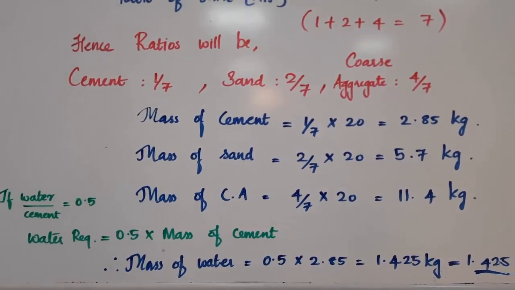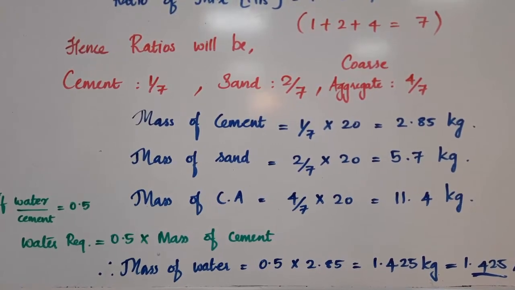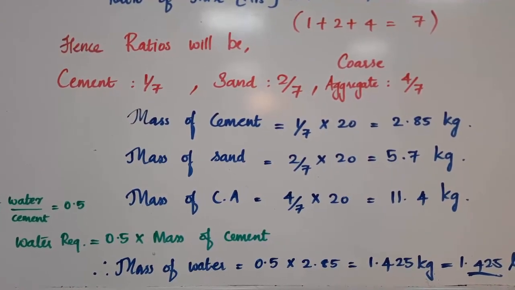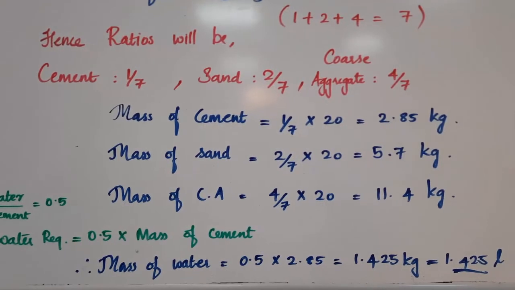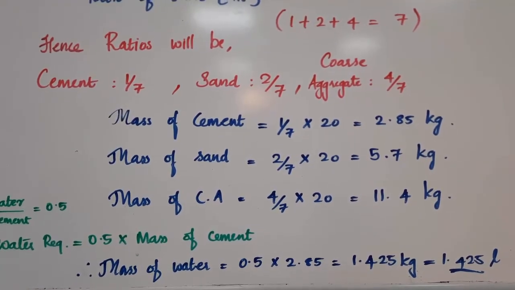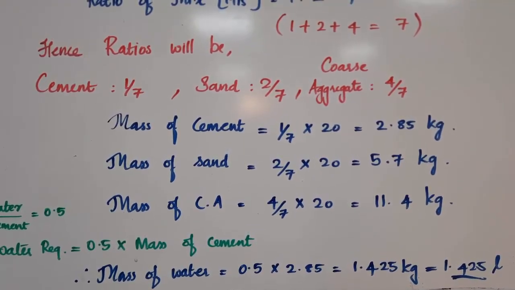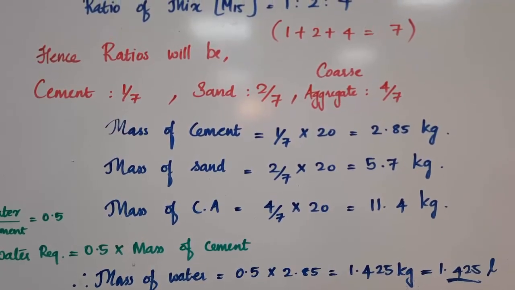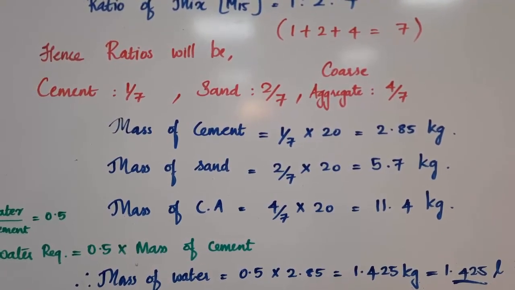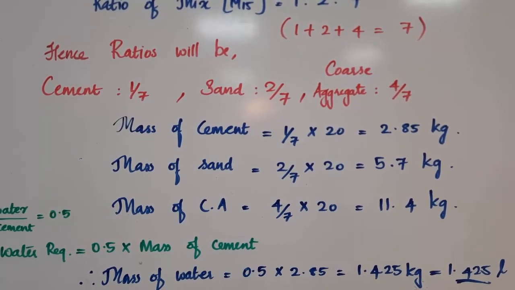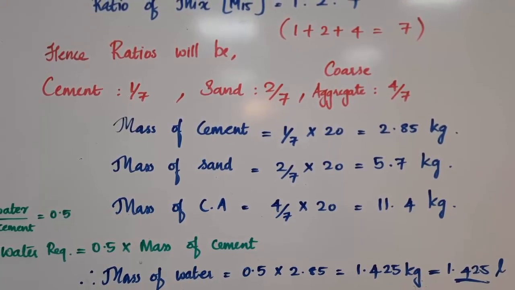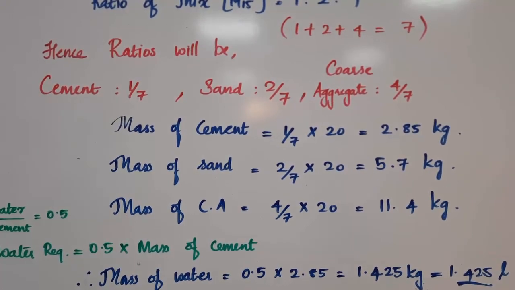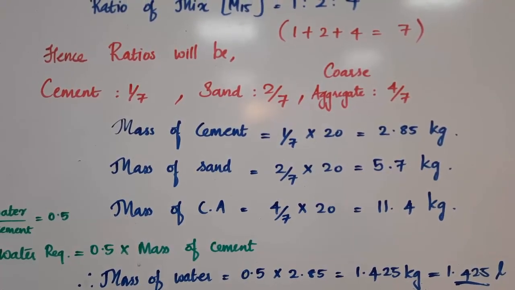If we take a water cement ratio of 0.5, water required is 0.5 into mass of cement. So the mass of water which we are adding is 0.5 into 2.85, which is equal to 1.425 kg or 1.425 liter. So now we have calculated the amount of cement, sand, coarse aggregate and water required to prepare the concrete for slump test.